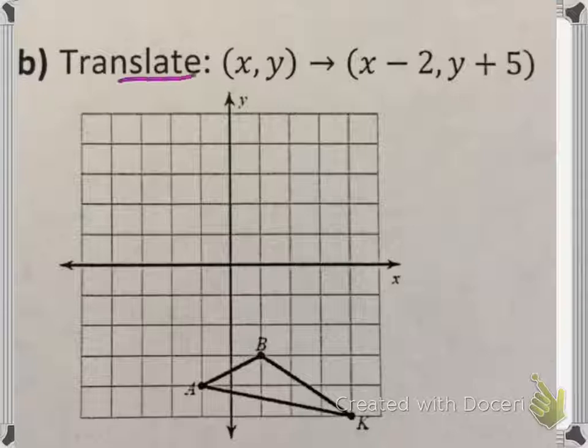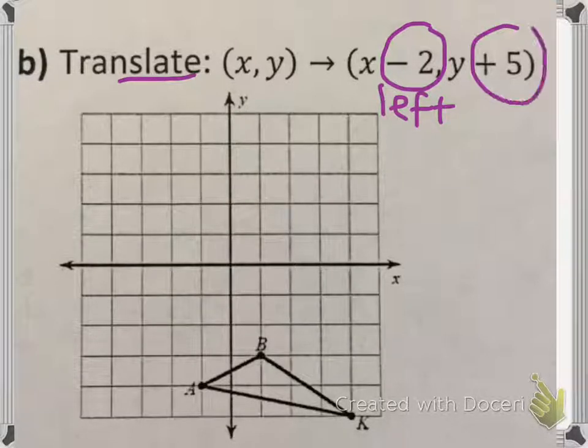So again, a translate or a slide. This time it's written in a different notation. But if I take my x's and move them -2, that would be to the left, because negatives go to the left. If I take my y's and add 5 to them, then I'm actually going to be moving up 5, because y's that are positive are moving up. So I'm going to go left 2, up 5 is really what that says from my original graph.